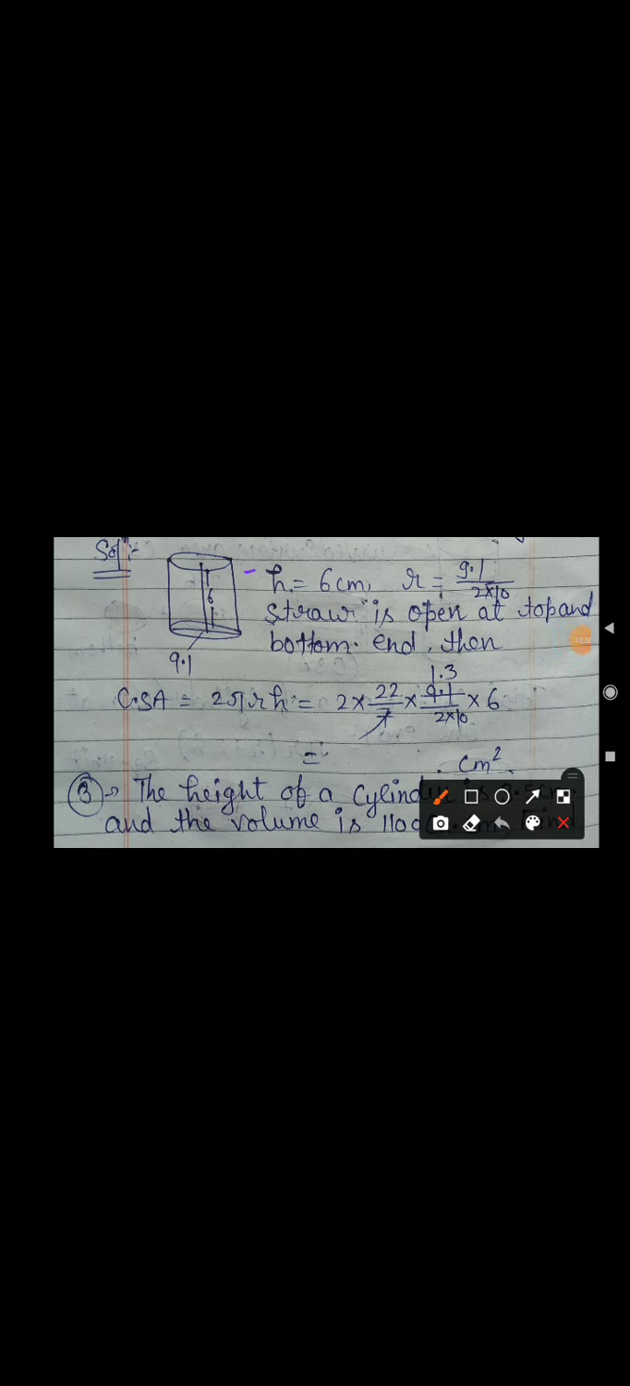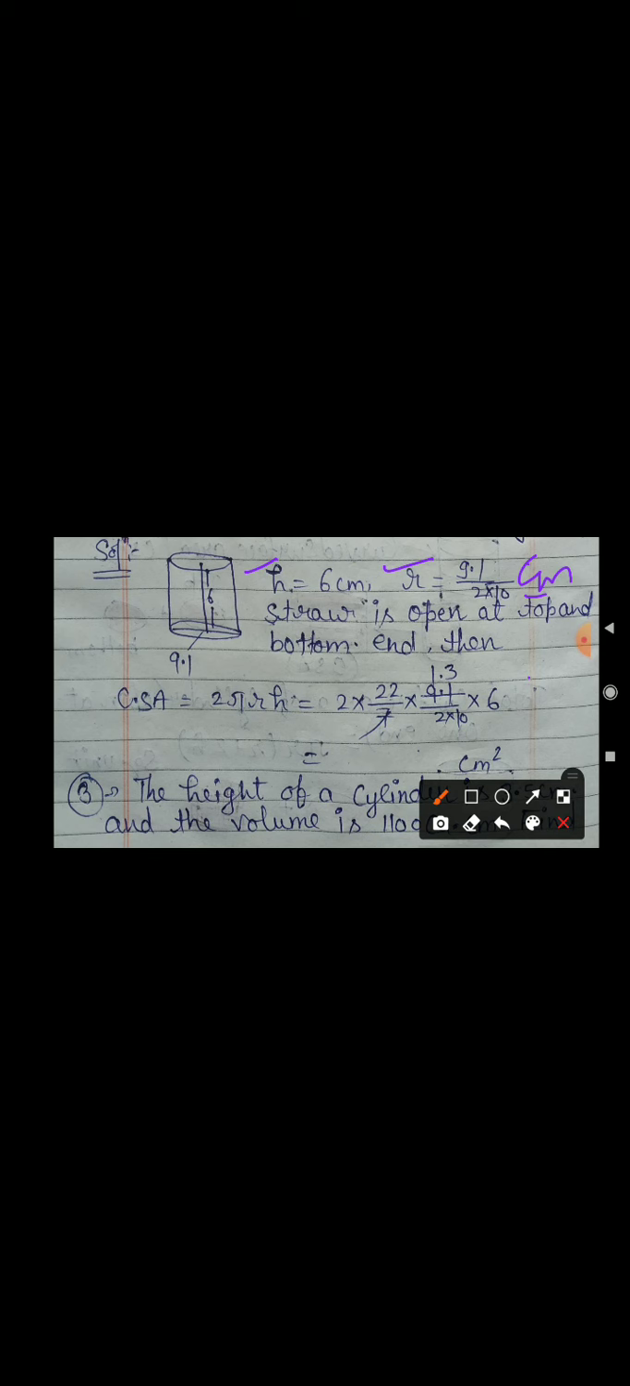what is the h here and what is the radius here and how it is solved. So here h is equal to 6 centimeter and r is equal to 9.1 upon 2, and this value is in millimeter form, so you have to divide by 10, then it will convert into centimeter. First of all you have to convert all the units into the same unit, and then apply the formula for finding your answer.